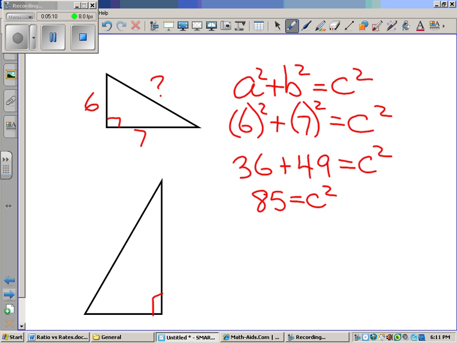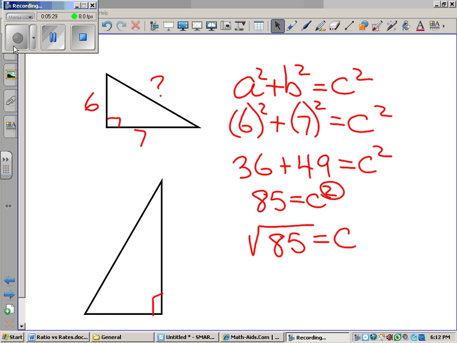And that's pretty good. And some kids want to stop there, but we don't want to know what C squared is. We want to know what C is. So something times something equals 85. It's definitely going to be a decimal number. The only way to get rid of this squared symbol is to do the square root of 85 equals C.